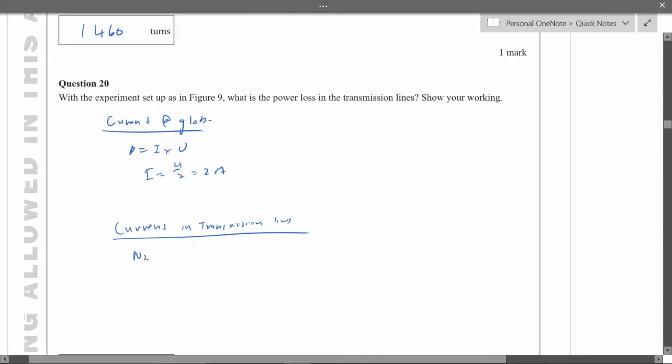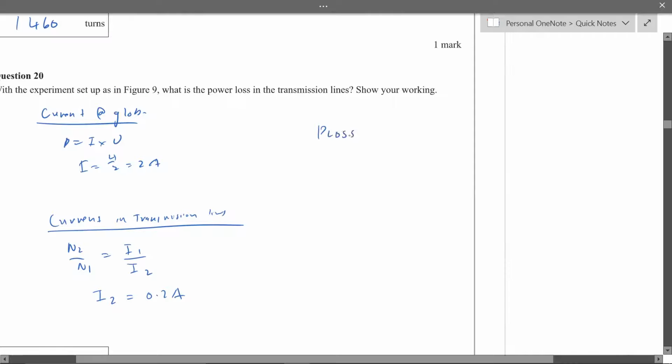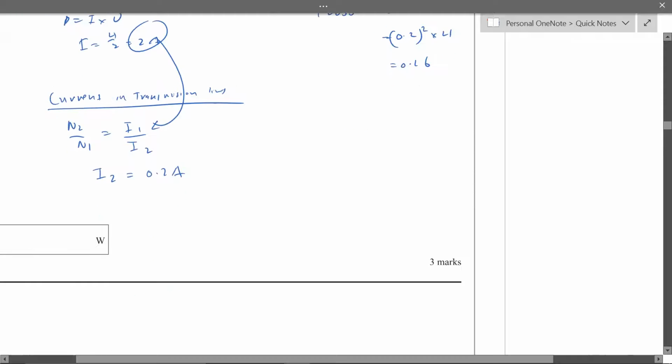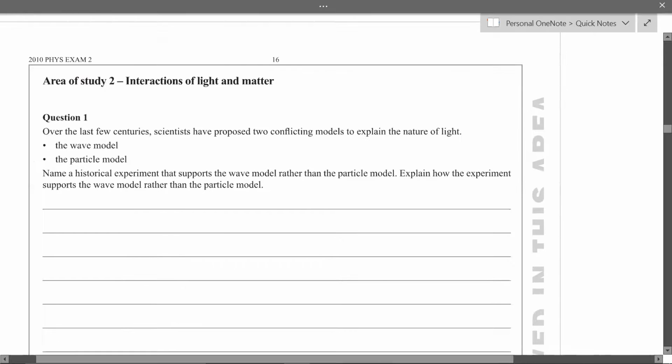So that's N2 on N1 equals I1 on I2, and I solved for I2. I got 0.2 amps, and then P loss. You use this for I1, and then P loss is I squared R, so that's 0.2 squared times 4, which is 0.16. And that's electric power.